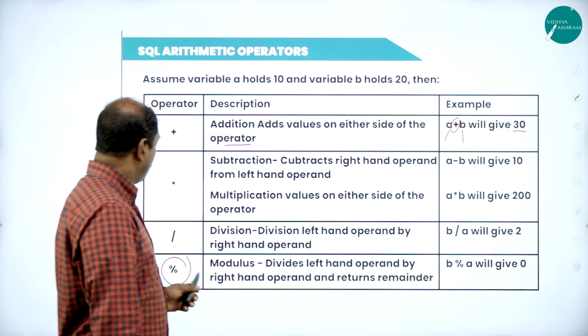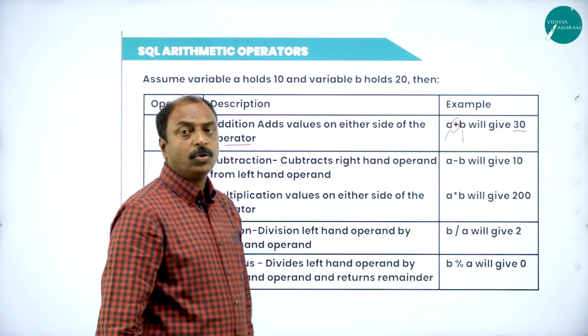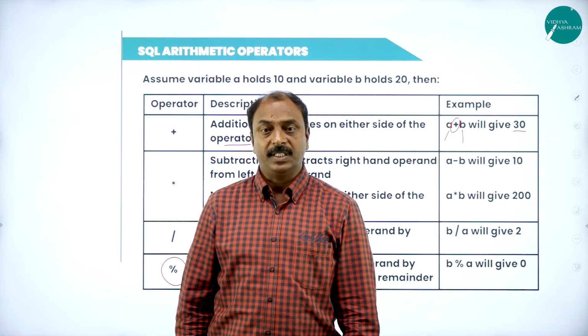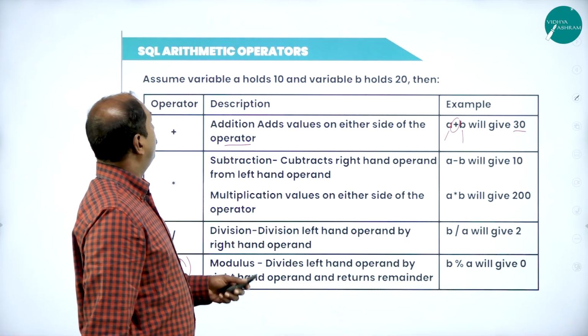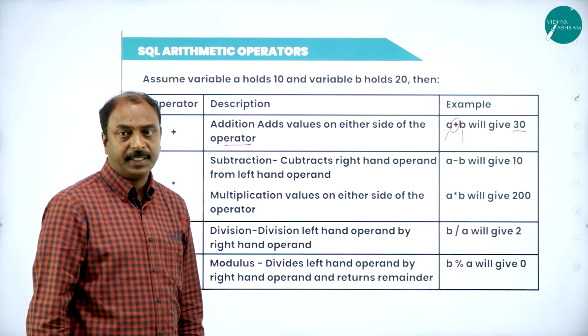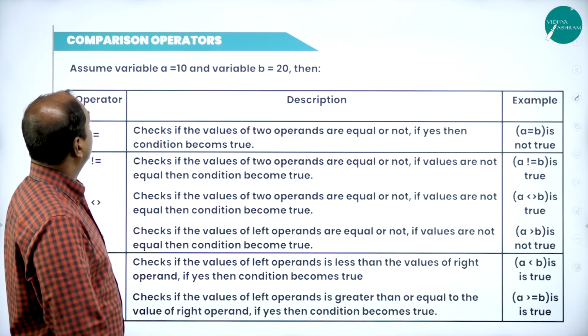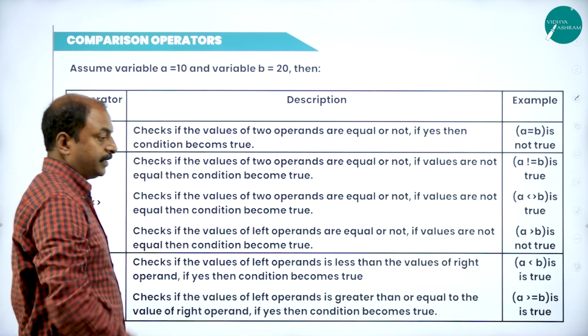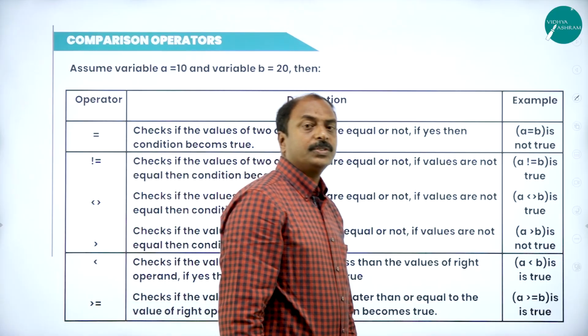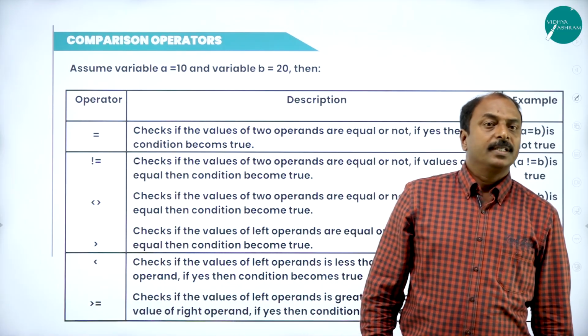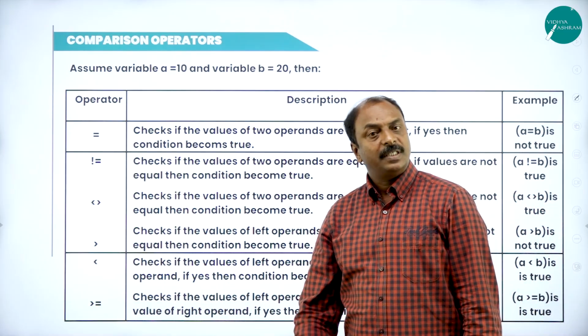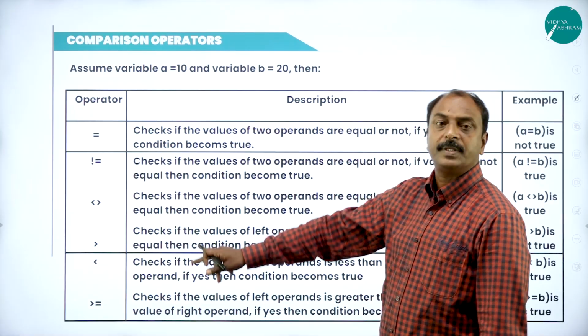So we're using the modulus operator to store the remainder of any division. So these are all different arithmetic operators. Now let us see what comparison operators are. Normally we study the relational operators in C++. It is almost similar to that.